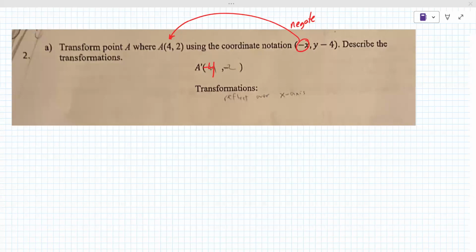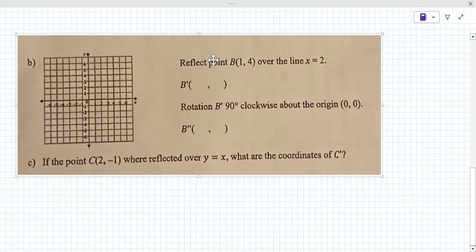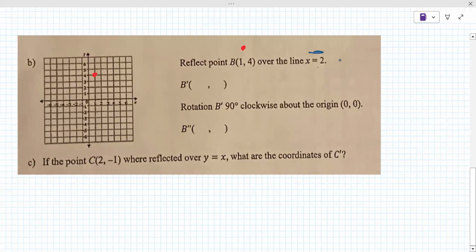The next question here is a graph again. Let's see how much of this we can get squeezed into this space. All right, reflect point B, which is 1 comma 4. So we're going to actually graph that 1 comma 4. I recommend doing that. And then the line x equals 2, I would also recommend graphing that. It doesn't have to be amazing, but just some identifier.